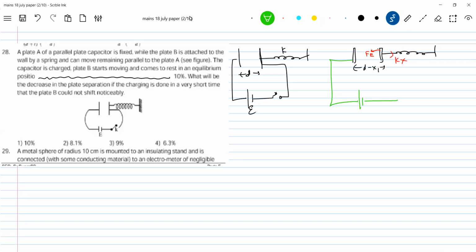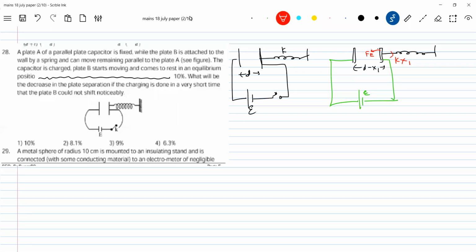Now the switch is closed. This you call Kx1. Any symbol you can take. So let me take the second situation now. The capacitor is charged, the plate B starts moving and comes to rest in an equilibrium position with 10% displacement. So that this Fe is equal to, so directly we can go for it now.